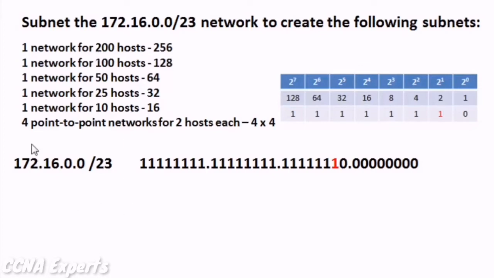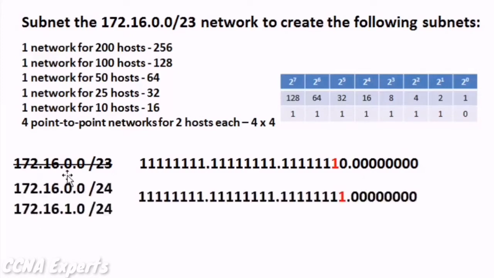What I can do is subdivide this single network of 512 hosts into 2 smaller subnets of 256 hosts each. So instead of having a 172.16.0.0 network /23, I change the subnet mask to /24. This creates 2 networks, 0.0 and 1.0, each subnet having 256 addresses, or 8 host bits. Notice how the subnet mask has changed from /23 to /24, and I now have 2 256 host subnets.